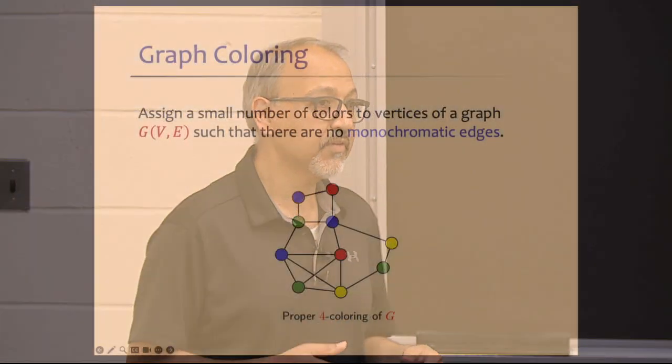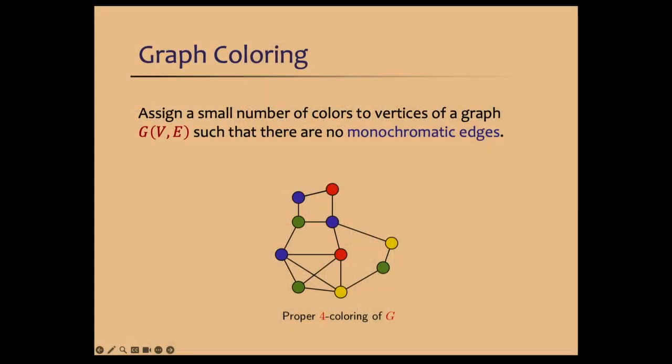Okay, so a quick reminder: I'm going to talk about graph coloring. The goal in the graph coloring problem is to color a given graph using the smallest possible number of colors. What the coloring has to ensure is that there are no monochromatic edges. So for every edge, its endpoints should receive distinct colors. Here you see an example of a four coloring of a graph.